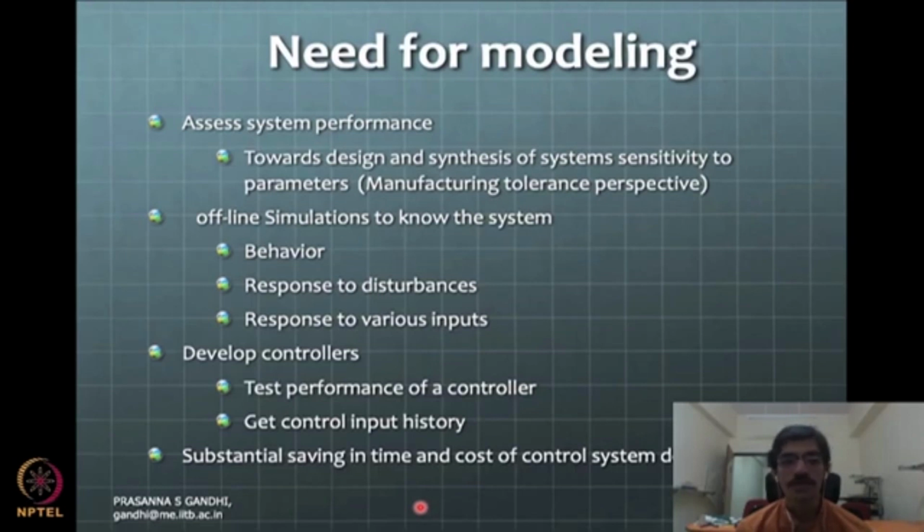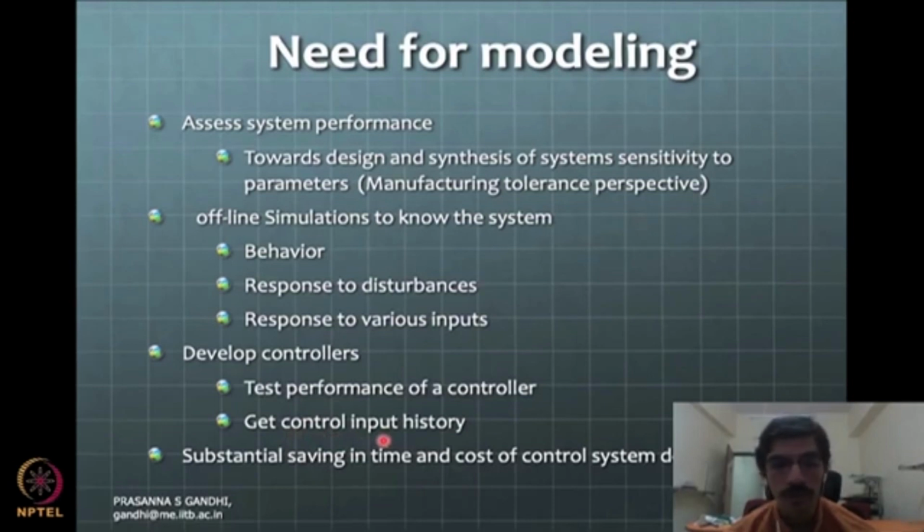And of course, the last very important part is to develop controllers. Okay, so test the performance of the controller, or tune the parameters of the controller, say the gains of a PID controller, to get the desired output for the system. Another important thing is to get a control input history. You need to make sure that your control input is not getting saturated.